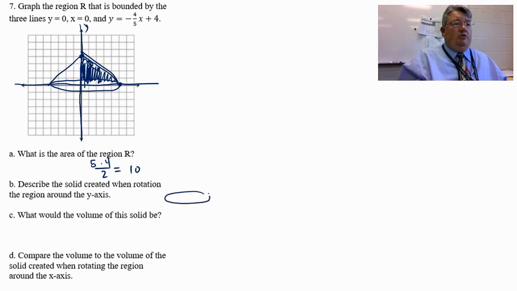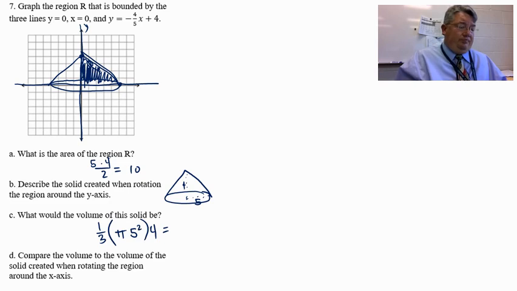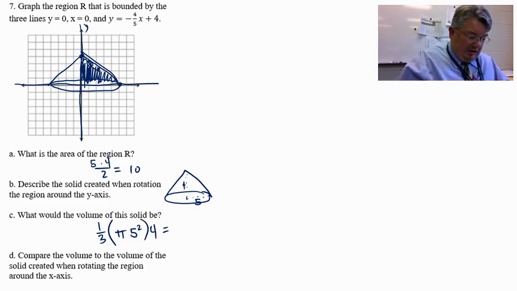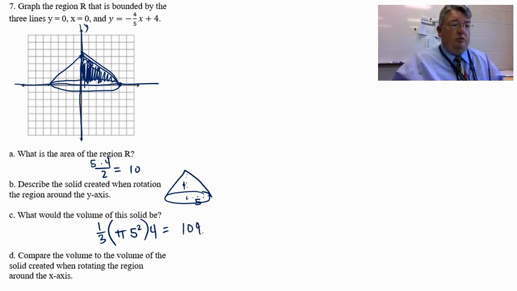I'll draw the picture of that cone. It makes a cone, looks like that. The height is 4, and the radius here is 5. What would the volume of this be? Well, the volume is 1/3 the base area, and the base area is pi times the radius squared, times the height, which is 4. Well, if I type that in my calculator, 1/3 times pi times 5 squared times 4, I get 104.72.